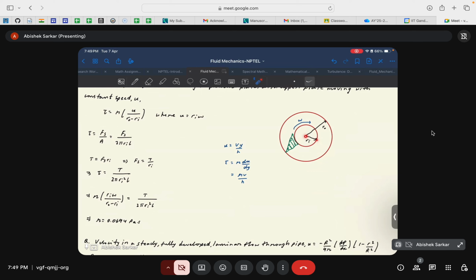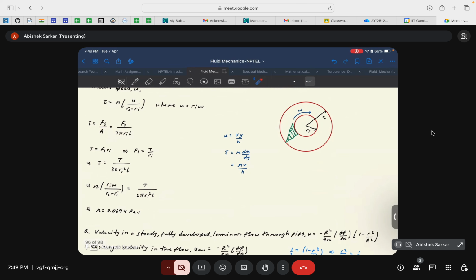This is the application of force, the shear force Fs, and the axis of rotation is Ri. I repeated it many times, but I just wanted to properly state it. So we have T equals Fs times Ri, or Fs, the shear force, is T by Ri. Now if you substitute the value of Fs in this equation, we'll have tau equal to T by 2 pi Ri square times L.